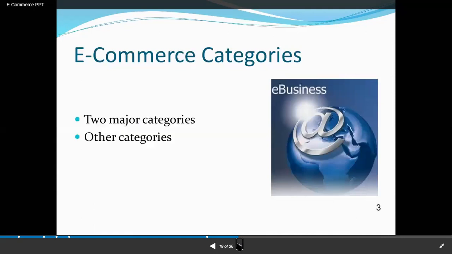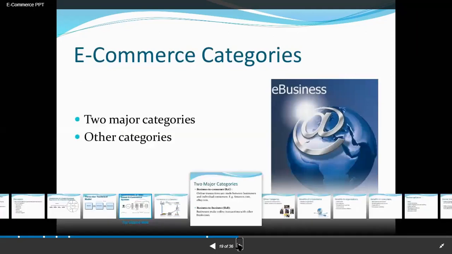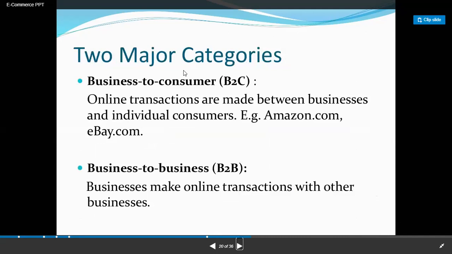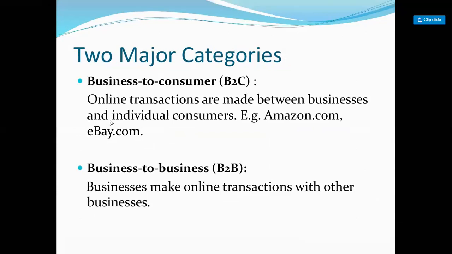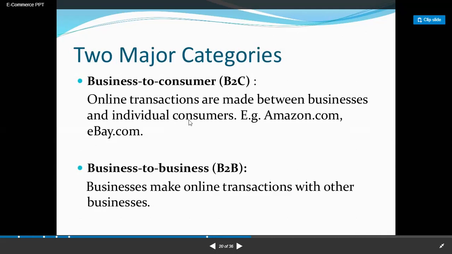Then e-commerce categories. There are basically two major categories of e-commerce. One is B2C, that is business to consumer, like Amazon.com, eBay, and Flipkart, and any online site from where you are purchasing. So online transactions are made between business and the individual customers. The other one is B2B, that is business to business. So businesses make online transactions with another business. So these are the two major categories.